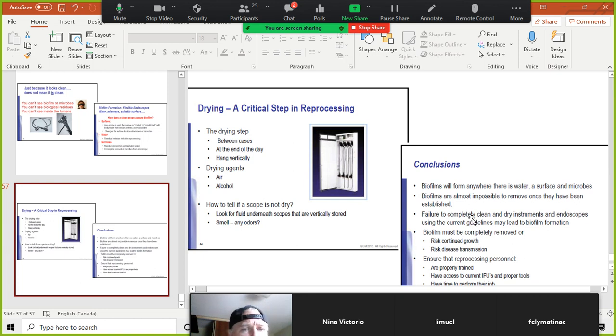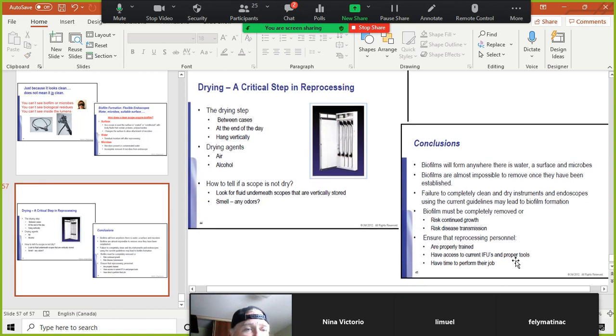There's a little conclusion here. Biofilms are almost impossible to remove once they've been established. Failure to completely clean and dry your instruments and endoscopes using the current guidelines may lead to biofilm formation. Biofilm must be completely removed, and you ensure that reprocessing personnel are properly trained and do their job, and these kinds of things.